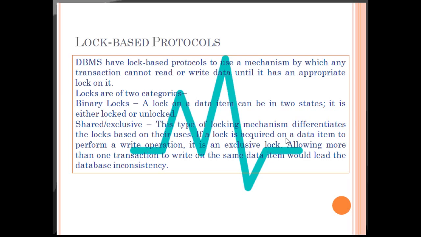Locks can be of two categories: binary lock and shared or exclusive lock. A binary lock is simple, that means it is locked or unlocked, whereas a shared or exclusive lock is different. If a lock is acquired on a data item to perform a write operation, it is an exclusive lock. If you allow more than one transaction to write on the same data at the same time, it will lead to database inconsistency.